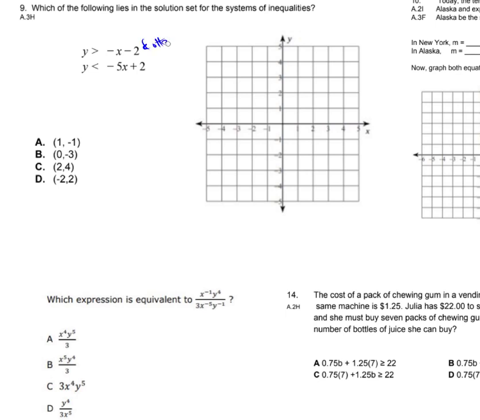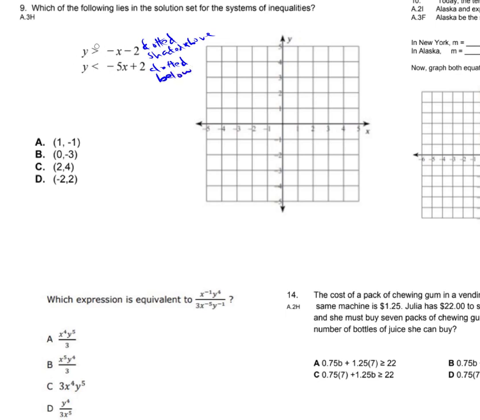Not only is it going to be dotted, it says y is greater than. So since it's going to be greater than, it's going to be shaded above. So I'm going to shade above the line, all right? This one says y is less than. There's no equal to, so it's also dotted. And I'm going to shade below the line.